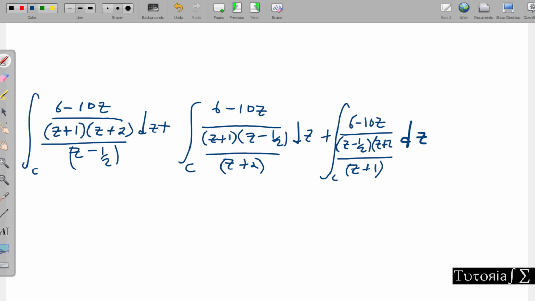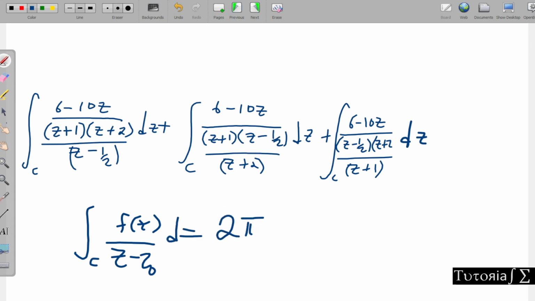So now from here it's just simple. You know that according to Cauchy's formula, if you have the integral of f of z on top, then z minus z naught dz, this is just equal to 2 pi I f of z naught. Now this z naught should be inside the region of integration. Remember what was our region of integration?